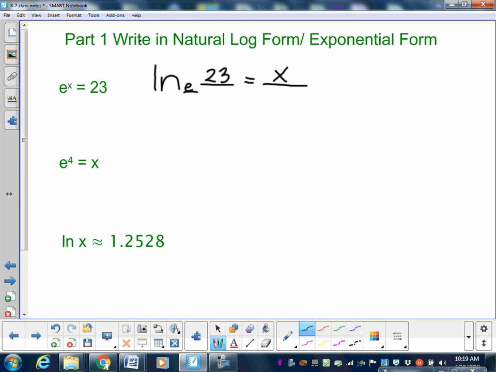Do the loop around. e to the what? x equals 23. But the e is really not going to be written there. What do you have to erase as your final answer? The e. That's not there, because it's never in the problem. No book writes it. That's what the book will write: natural log of 23 equals x.